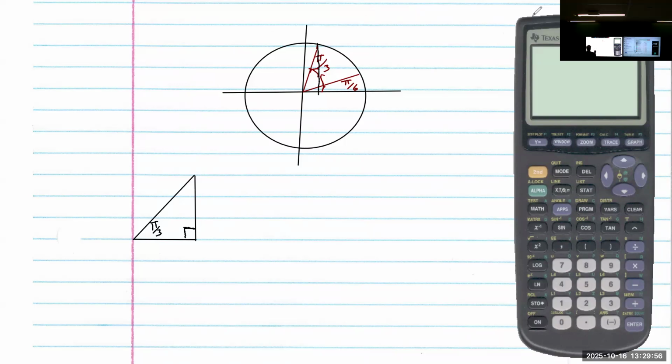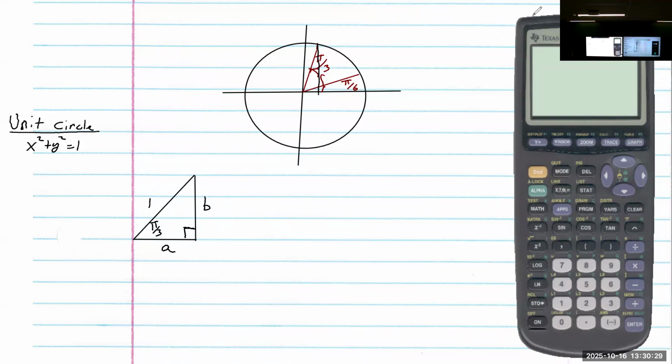Let's call this A. Let's call this B. Let's call this R. I know what R is because it's on the unit circle. Unit circle is x squared plus y squared equals 1. So we know what that is. We know that's 1.